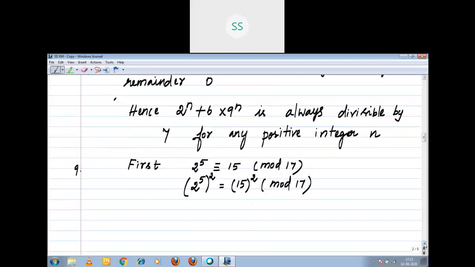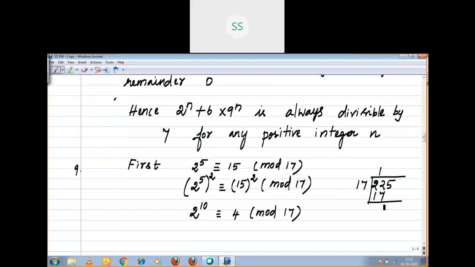Now, 2 power 10. What can you arrive at? 2 power 10 is congruent to 4 modulo 17. Sorry, I said 2 power 10 only, but instead of 10 I wrote 100. Sorry children. 2 power 10 is congruent to 4 modulo 17. When you divide 225 by 17, what is the remainder you arrive at?